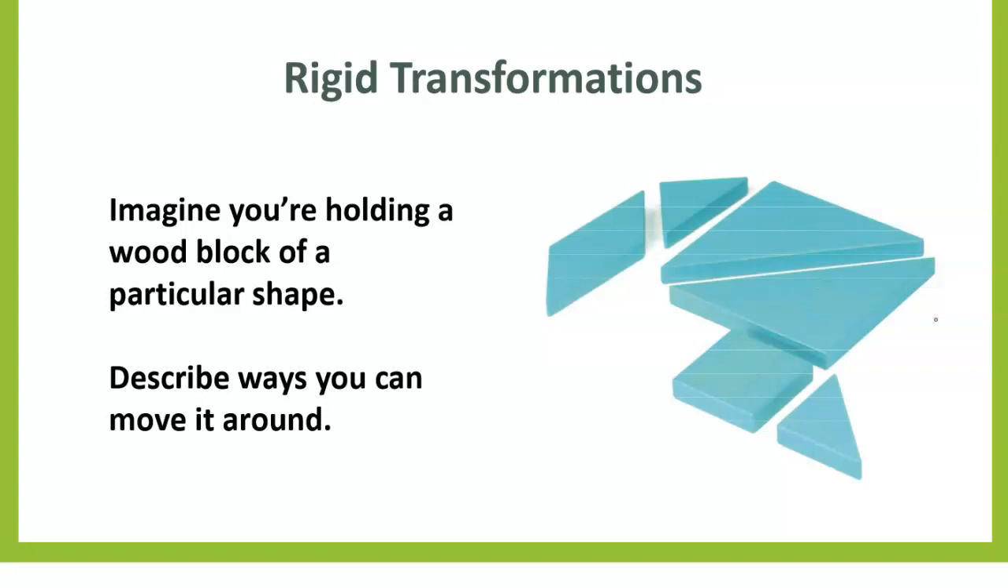You can move it up and down. You can move it left and right. You could flip it over. You could spin it around. You can do all of those things. And at the end of it, all of the angles are still the same. All of the sides are still the same length. These are what we think of as rigid transformations. Anything you do to a wood block would be considered a rigid transformation.